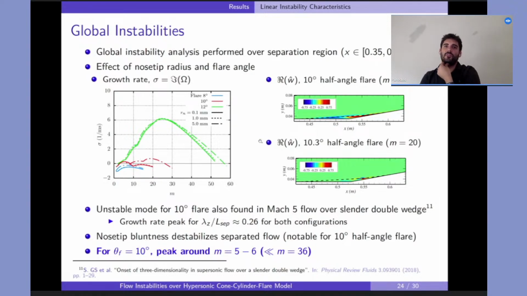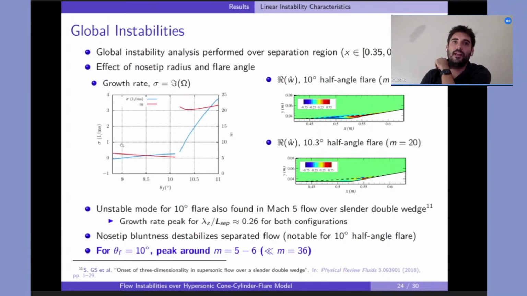To understand that, we also did different calculations changing the flare angle by just 0.1 degrees, and we saw there is a sudden change at 10.2 degrees flare angle, where we go from the long wavelength mode to the short wavelength mode. So the physics change at that angle specifically, and the flow becomes globally unstable for 9 degrees. So the experimental case of 10 degrees was actually globally unstable. And this unstable mode for 10 degrees was also found in a Mach 5 flow over a slender double wedge by another group.